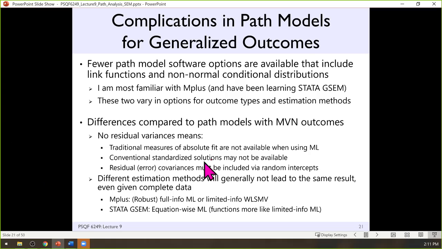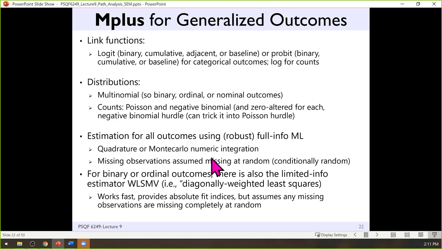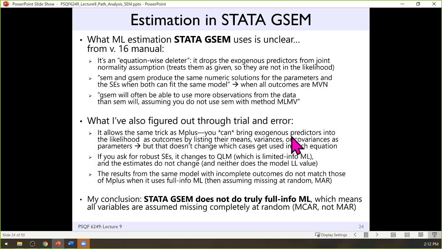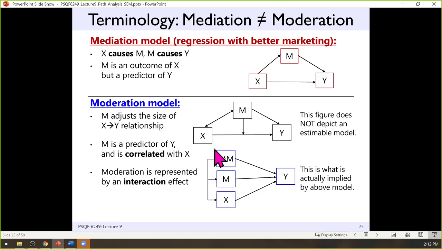So I have some slides here that are just sort of for informational purposes about what you can and can't do in all of these different packages with respect to non-normal outcomes. So Stata, for instance, has a whole bunch of choices, but it doesn't have full information maximum likelihood given these non-normal outcomes. So I have just some stuff on there for your background, and this is what I wanted to talk about today. So, how many of you have seen stuff about mediation before in your courses?